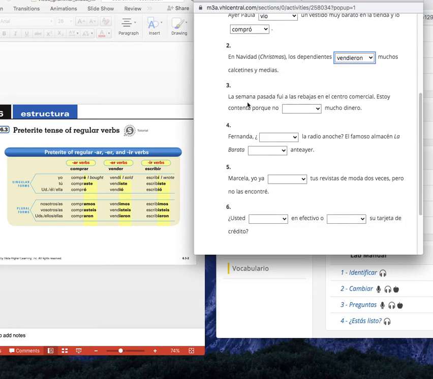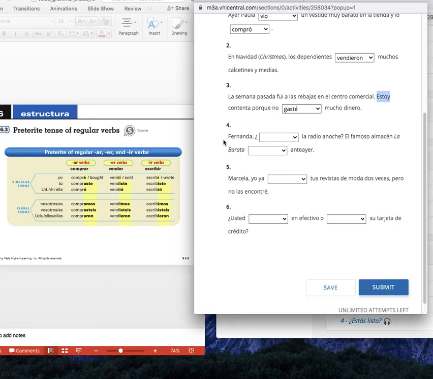Muy bien. Número 3. La semana pasada fui a las rebajas en el centro comercial. Estoy contenta porque no blank mucho dinero. Would you say no gasté mucho dinero, no gastaste mucho dinero, or no gastó mucho dinero? What do you think? Pause it. Welcome back. It would be gasté, because we're talking yo, right? You say estoy, fui. Well, you don't know fui yet, but estoy should tell you that it's the yo form, right? So gasté, accent over the E. Muy bien.